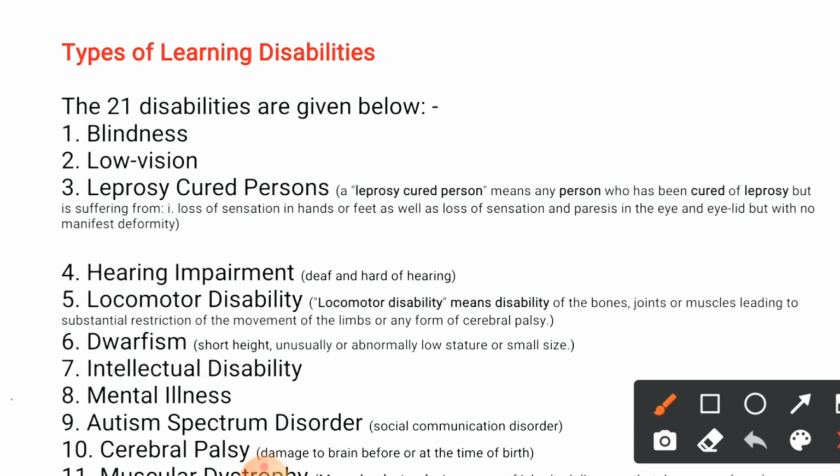Now another disorder we have is called mental illness. There are children who suffer from a certain kind of mental illness. If this kind of students or children are admitted to the regular school, they find it difficult to make their place in the regular school, right? So for this kind of students, the government has separate schools. These are the schools for especially challenged children.